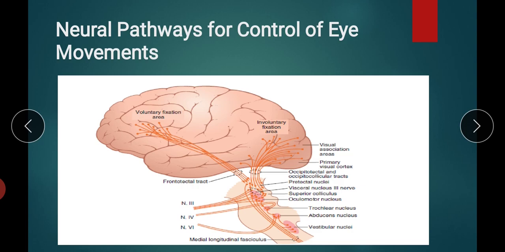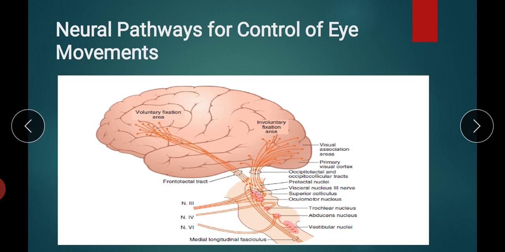Now, the neural pathway for control of eye movement. In this figure, this is the cerebral hemisphere, and this portion is the brainstem. As you can see, our important three cranial nerve nuclei, for the third cranial nerve, the fourth cranial nerve and the sixth cranial nerve, you can see in this figure. Apart from this, there is one more nuclei, that is the vestibular nuclei.